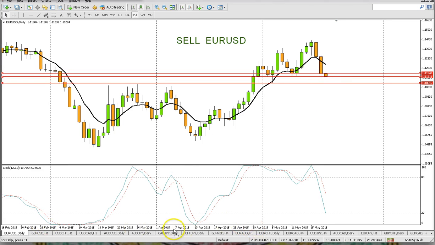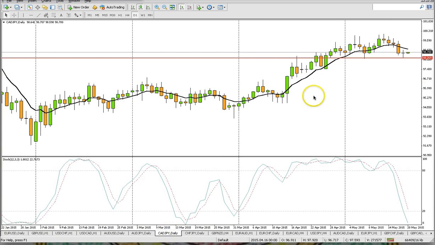And I think that's it. We did have a few others that we didn't go over. CAD yen was a little bit disappointing. I expected this to go lower, but it didn't go any lower than the previous support, which is 98.30 area. So I exited that trade.